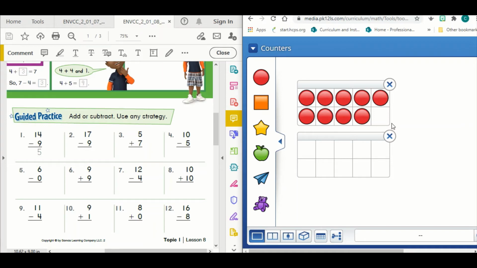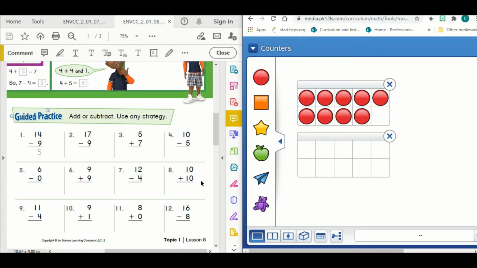This is the guided practice for lesson 1-8. It says add or subtract, use any strategy. Well, the first problem is 14 minus 9, and I already have 9 tokens here in this first 10 frame. The reason why I did that is because I want to add on. So 9 plus what equals 14? I have 9, 1 more makes 10, and then 4 more make 14. So 9 plus 5 equals 14, and that's why there's a 5 there.